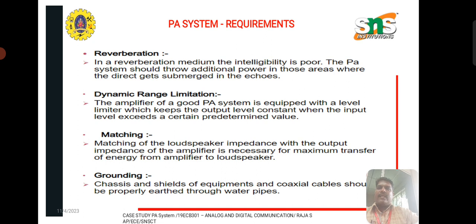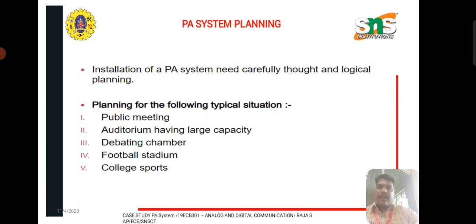Then matching. Matching means the output impedance of the amplifier is matched with the input impedance of the loudspeaker. The next one, grounding. Without proper grounding, we cannot create a proper sound. The grounding should be done using a coaxial cable for external purposes. Next, how are PA systems used? Depending upon the application, the PA system is used in public meetings, large capacity auditoriums, debating chambers, football stadiums and college sports. Sometimes PA systems are also used for classrooms or mini conference auditoriums.